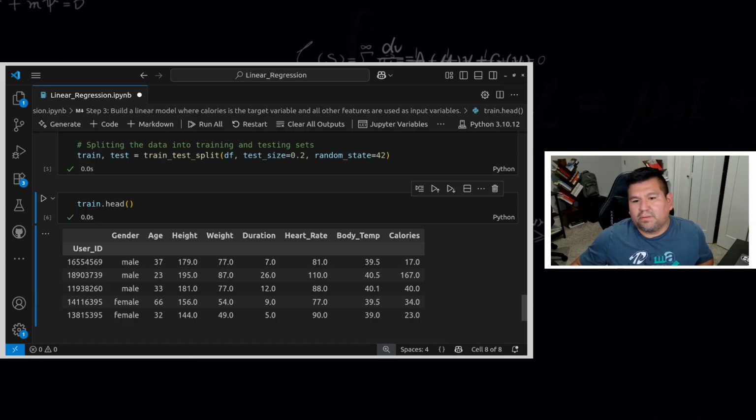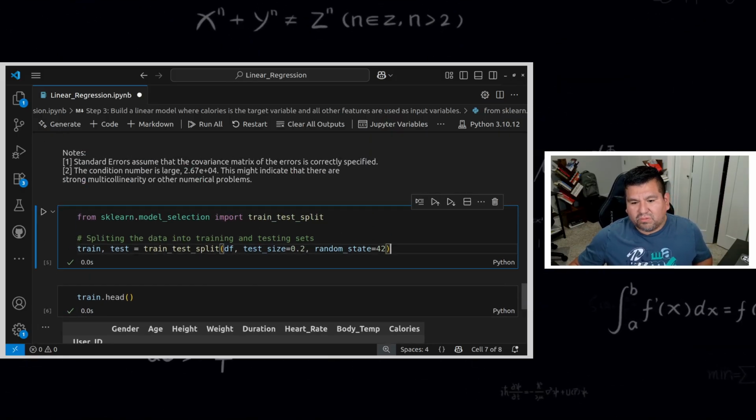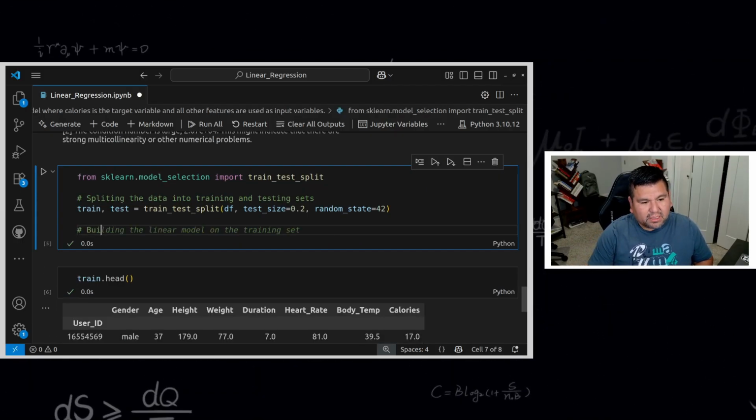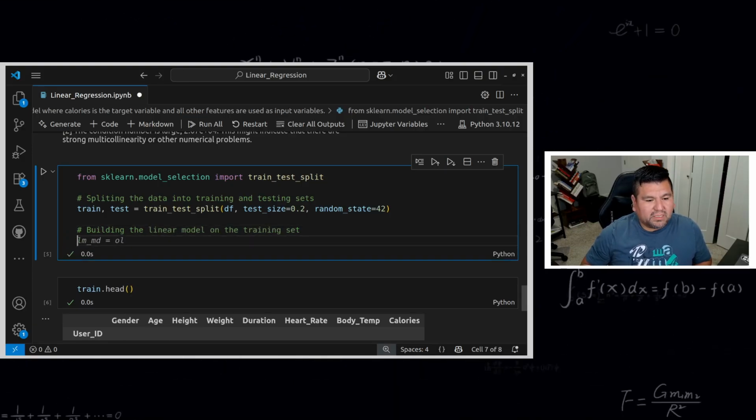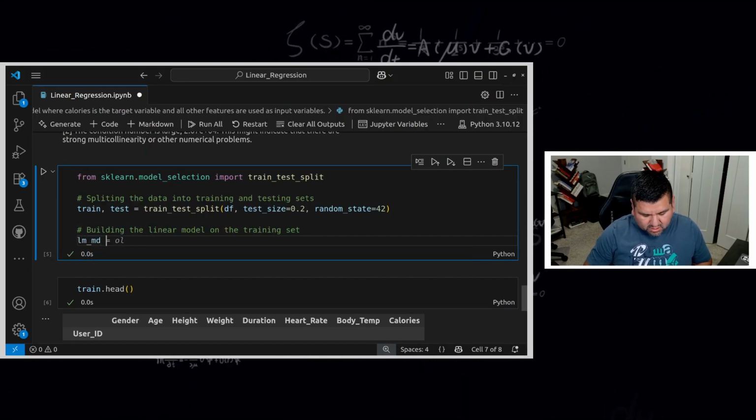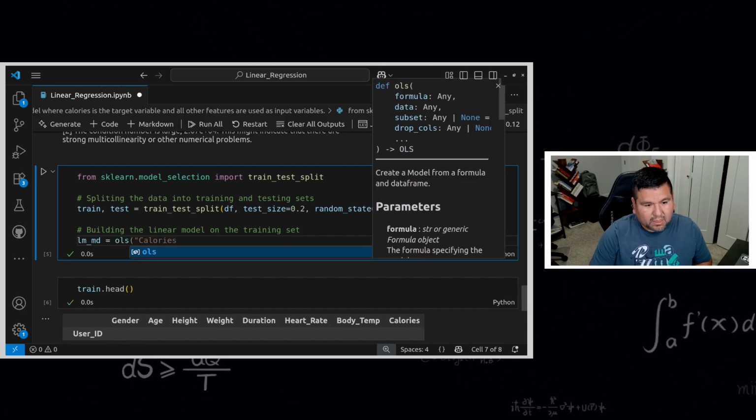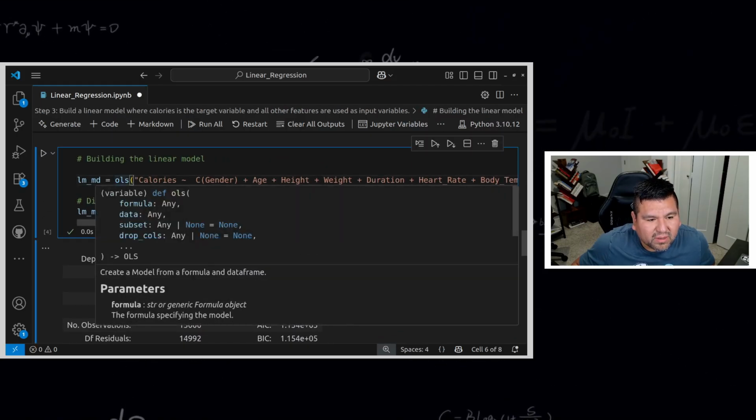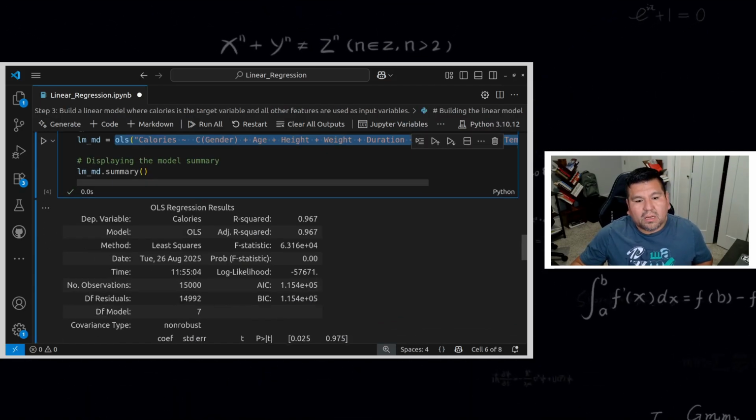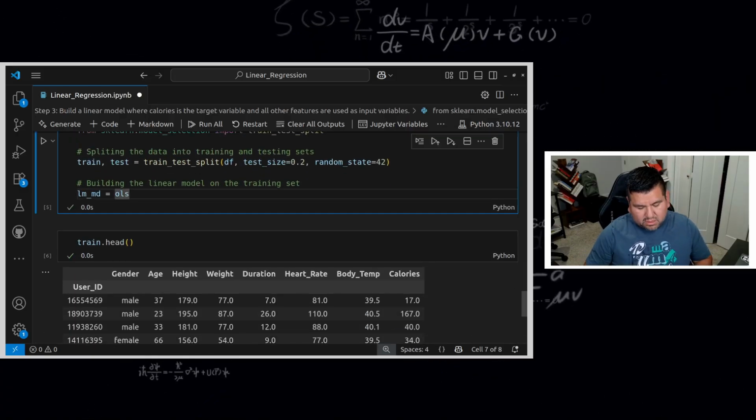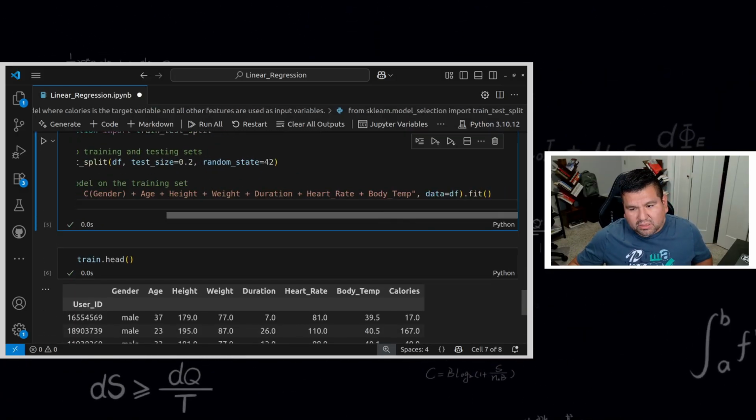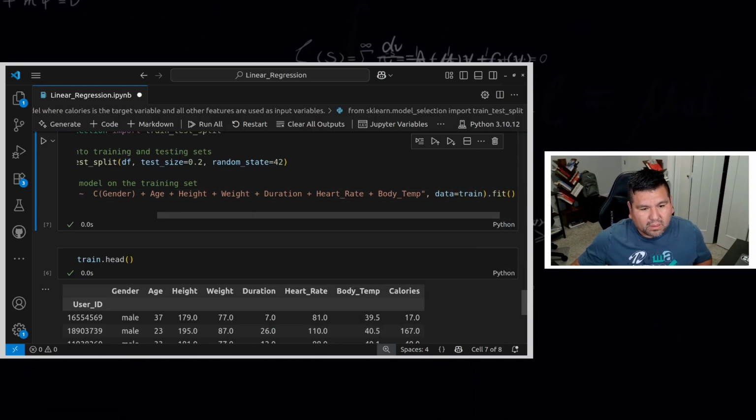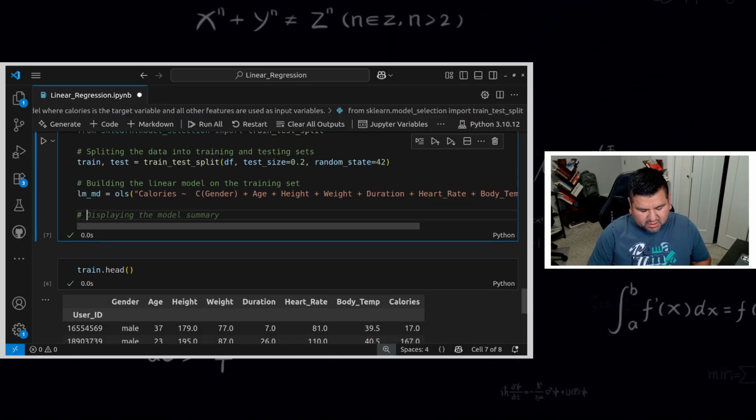of the data here. So we have our train and test. Then we can build the model on the training data set. I'm going to call it lm_md equals OLS. We're going to use the same configuration for the model that we have here, so let's copy that and paste it here, but we need to update something. Here it needs to be train, since we're building the model on the train now. Okay, and let's print the summary.